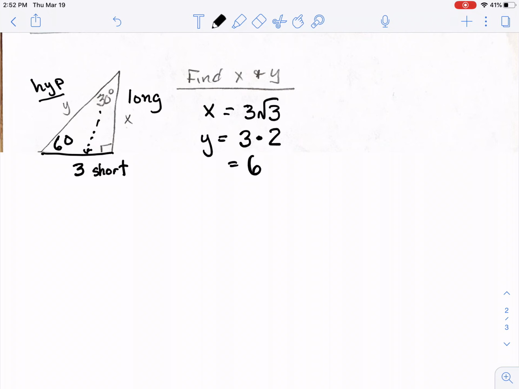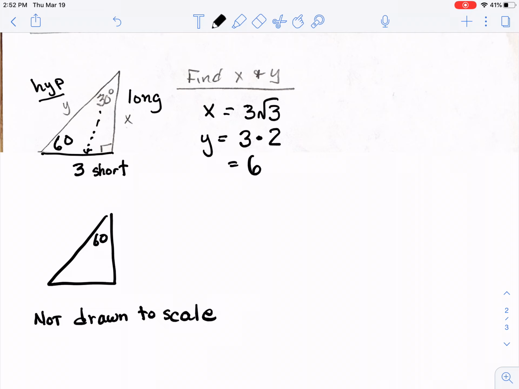So what if we have another way you're going to see the 30, 60, 90? Now, this is not drawn to scale. So I want you to use your head and think about it: if this is a 60 and I tell you this angle is 90, then you know your 30 is over here, and I would recommend writing it in there. Across from the 30 is my short side.